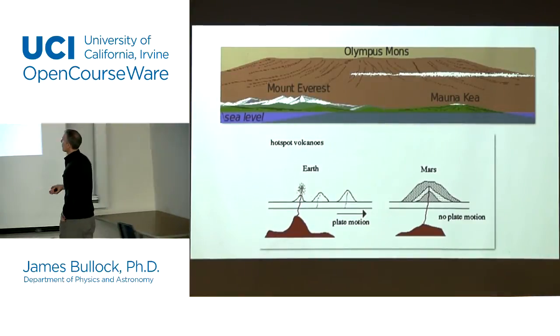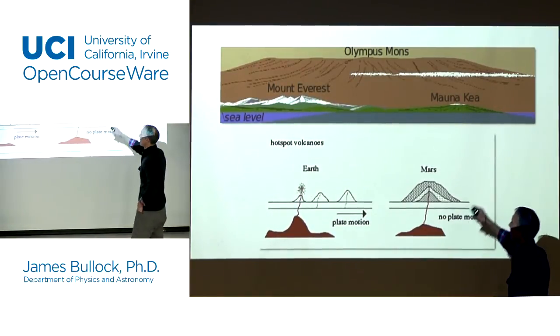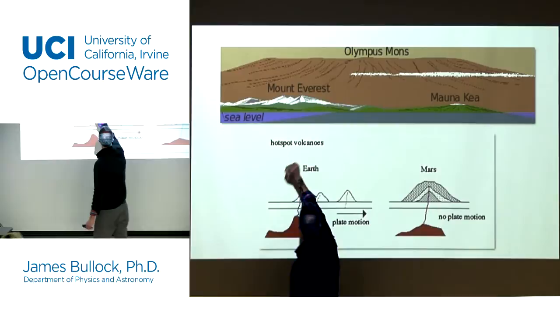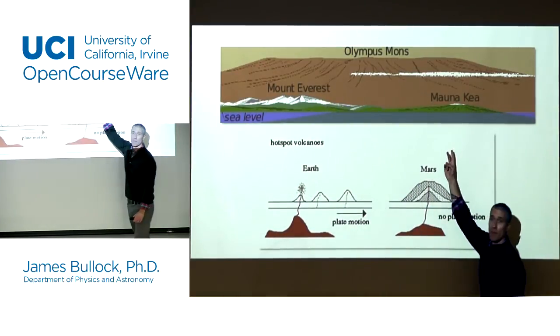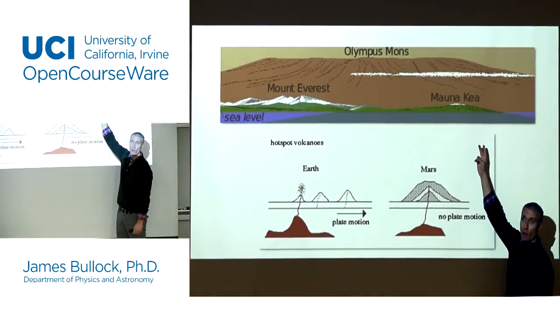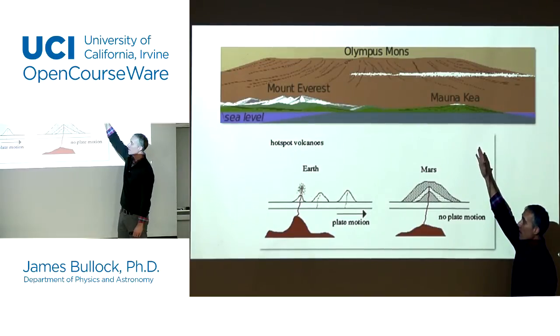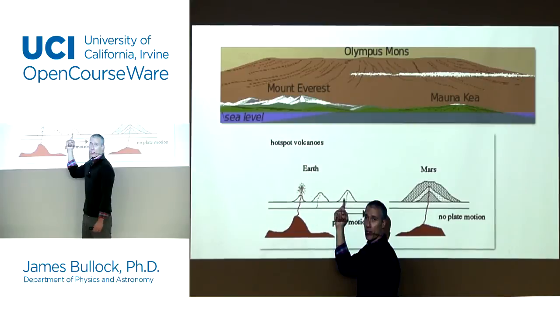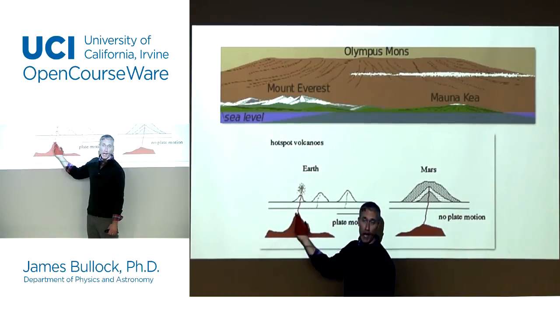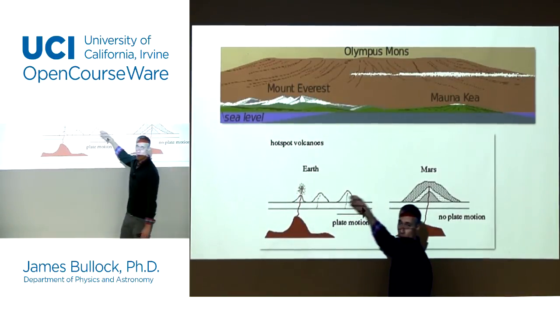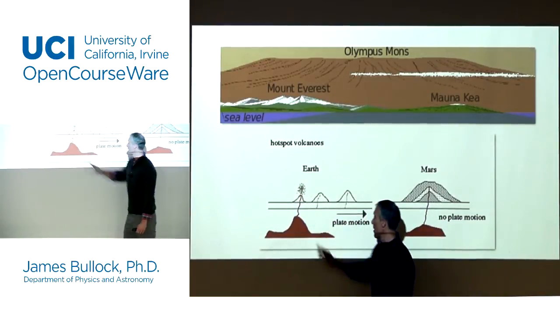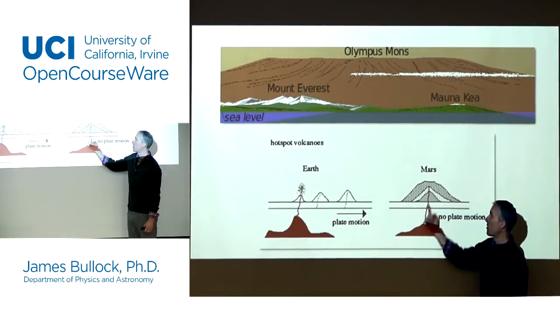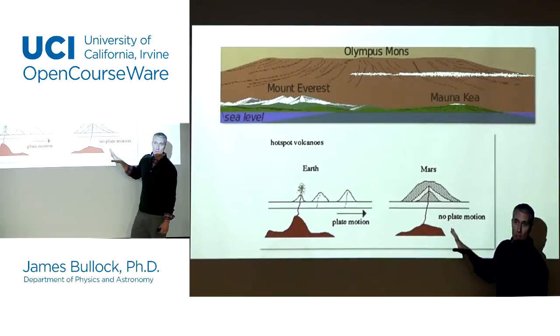Here's a comparison, for example, of Olympus Mons on the top compared to Mount Everest here. And this is Mauna Kea, on the big island of Hawaii here. It is just immensely big. And again, where on Earth you get island chains, for example, you have a hot spot, but you have the plate moving by it, so you tend to get chains like this. On Mars, there's no plate tectonics, so it just keeps piling up in one spot.